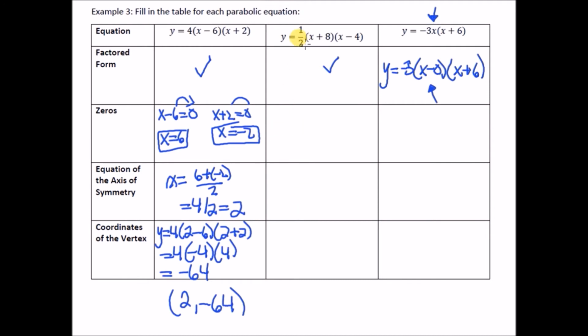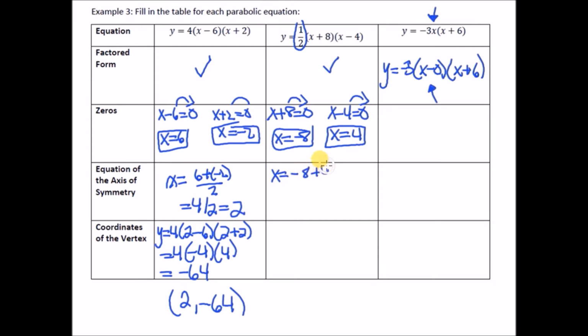Okay, second equation. So this is the a value. We don't want anything to do with that right now. We want to find the zeros. So we're going to set both of these factors equal to 0. 1/2 is never going to equal 0, but this bracket can and this bracket can. So x equals negative 8, that's going to be one of our zeros. And when x minus 4 equals 0, x equals 4.